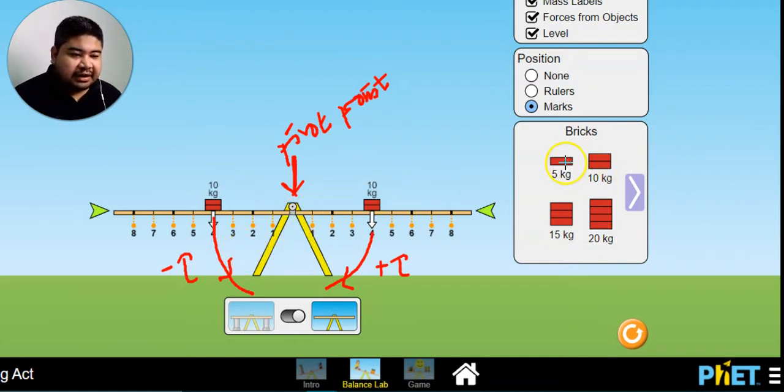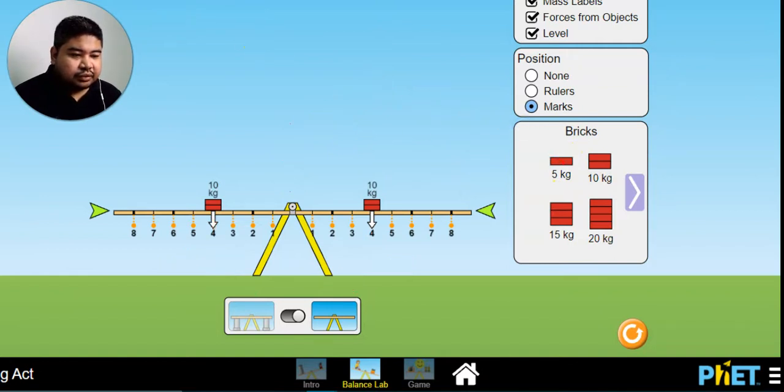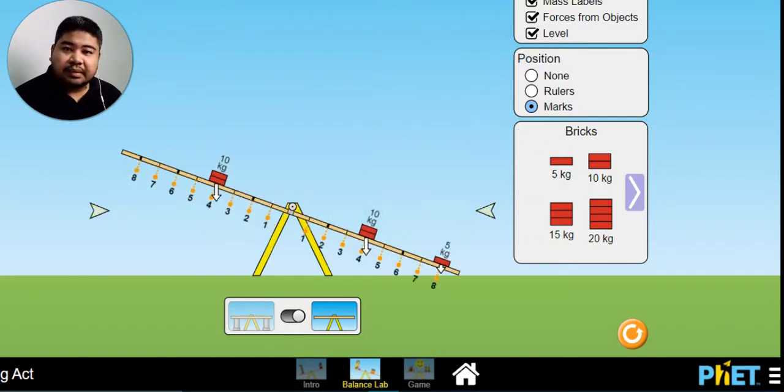So let's say I add 5 kilogram to the right of the beam. Now the torque will not be balanced. As you can see, the beam is no longer balanced. You have a net torque that is turning the beam in the clockwise direction.